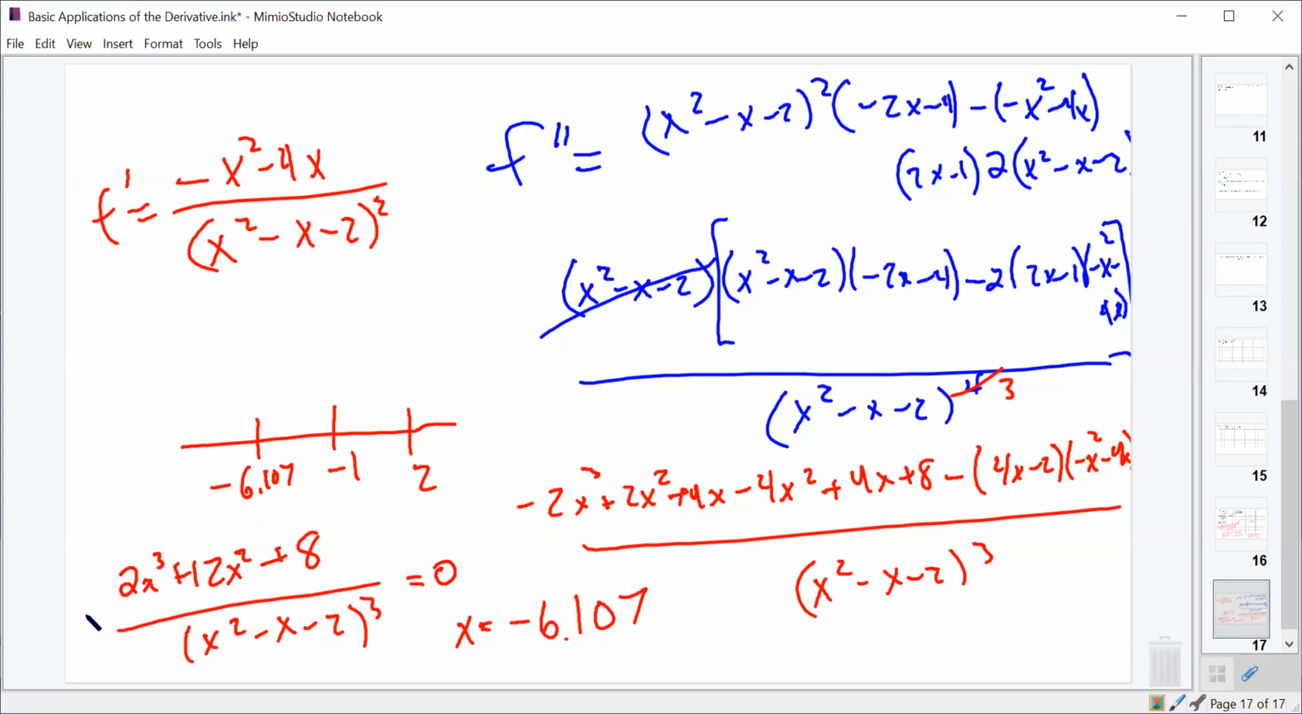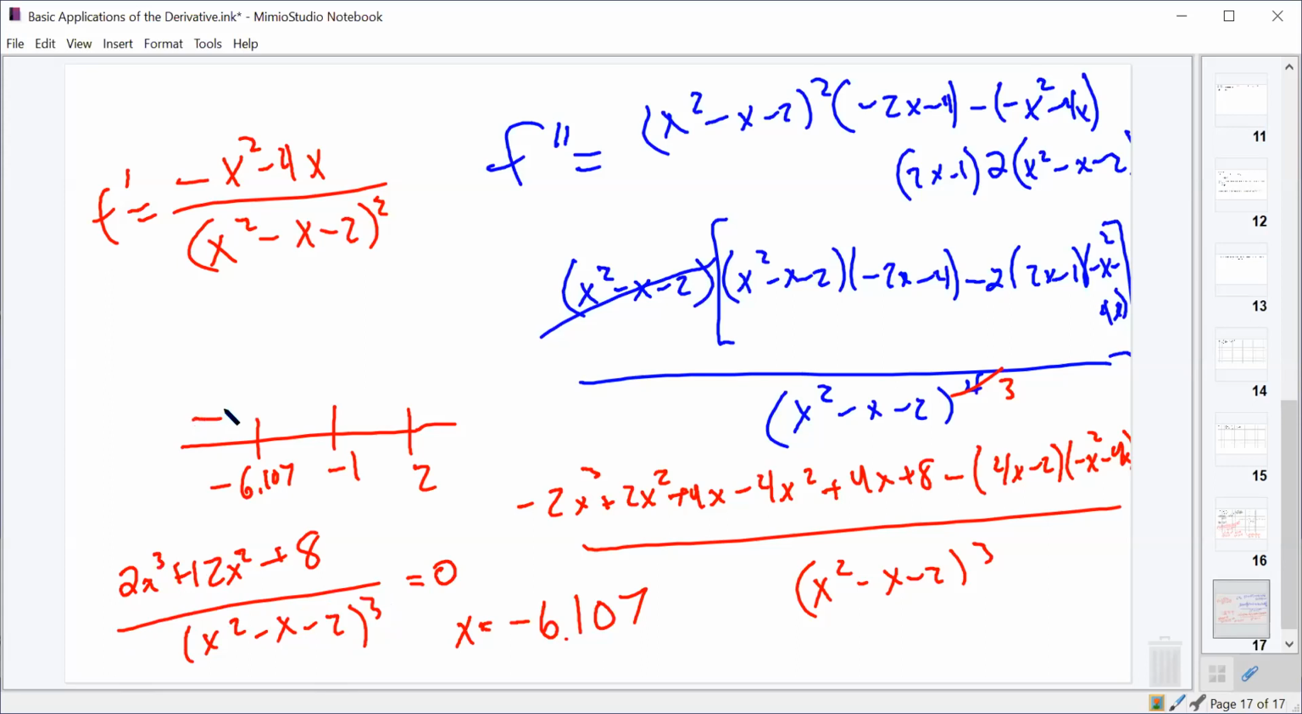If I plug in -1,000, this denominator is going to be a positive number, because -1,000 squared is much larger than the -x and the -2. And we're going to cube it, so stay positive. And then in the numerator, it's going to be a negative, it looks like. It's a negative or positive.